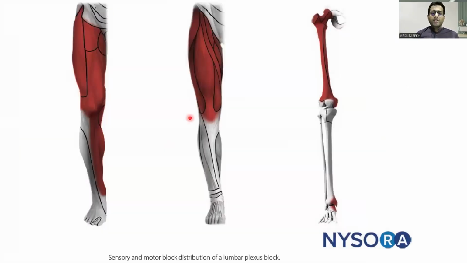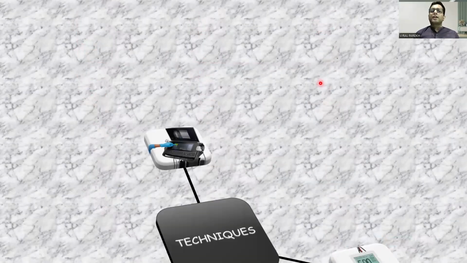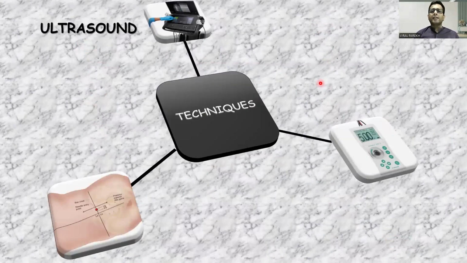And this is the picture showing the sensory and motor distribution of the lumbar plexus block. As we know, it covers almost the anterior thigh, almost up to the great toe. This is the myotomal distribution and this is the osteotomal distribution. So for performing an ultrasound-guided lumbar plexus block, it is recommended to use a PNS along with it so as to improve safety. And definitely there are landmark approaches to it.